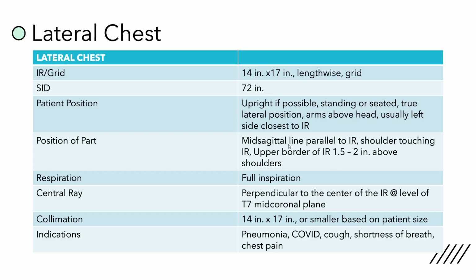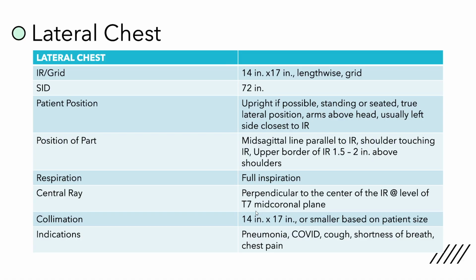You want the mid-sagittal line parallel to the IR, the shoulder touching the IR, and the upper border, again, about 1.5 to 2 inches above the shoulders. That is pretty standard for both PA and AP and lateral chest. Again, we're doing full inspiration, so we'll instruct them to take a nice deep breath in, all the way out, back in again, and hold. The central ray will be perpendicular to the center of the IR and at the level of T7 in the mid-coronal plane, so it'll be kind of bisecting the chest in half, at the level of T7.